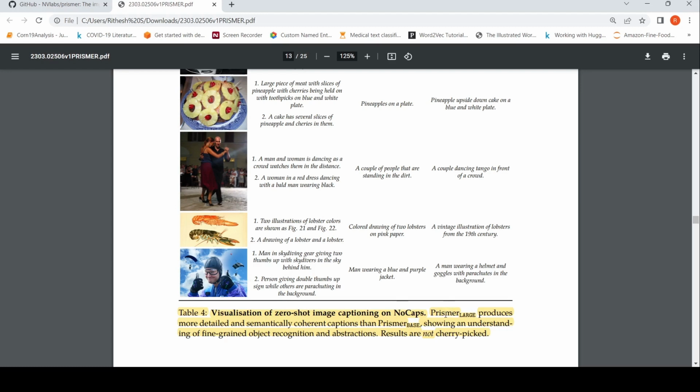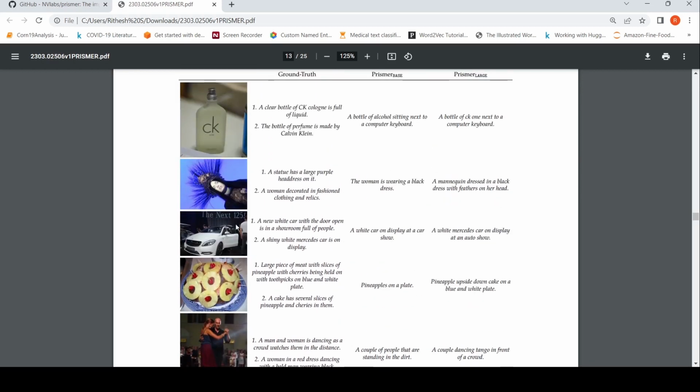So what they say is that Prisma large produces more detailed and semantically coherent captions than Prisma base, showing an understanding of fine-grained object detection, object recognition and abstractions. They say these results are not cherry-picked. Okay. There is another example over here.